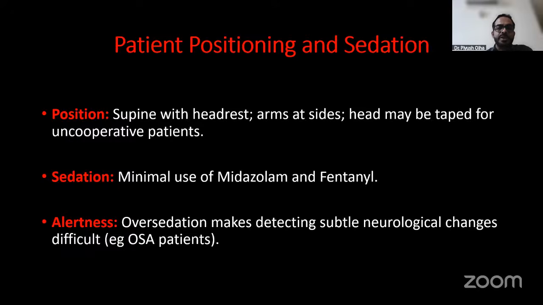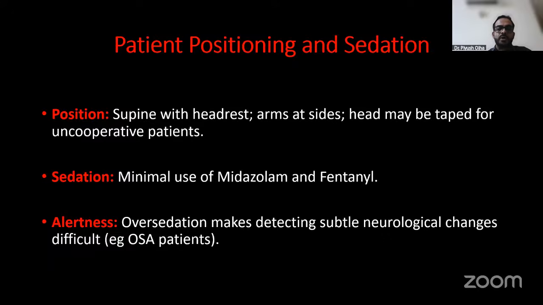The patient positioning: the patient should be lying supine, preferably with a headrest. The arms should be lying at the sides. If the patient is not cooperative, you can tie a headband so the patient does not move when you're injecting contrast, because it can cause irritation, especially when you are doing ECA injections.